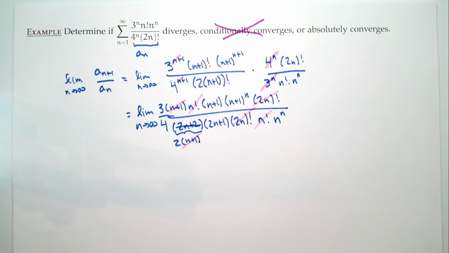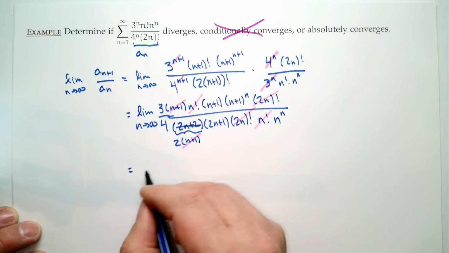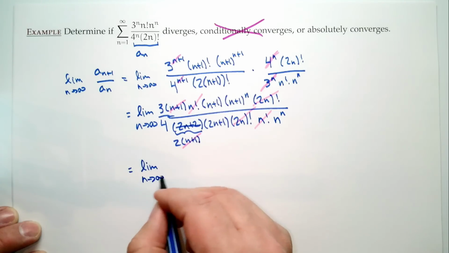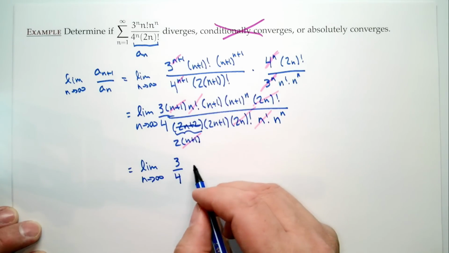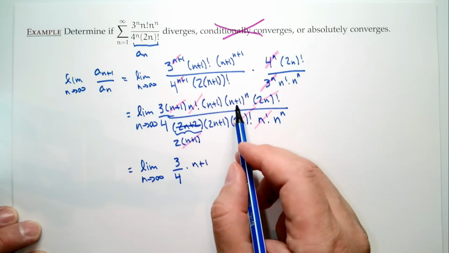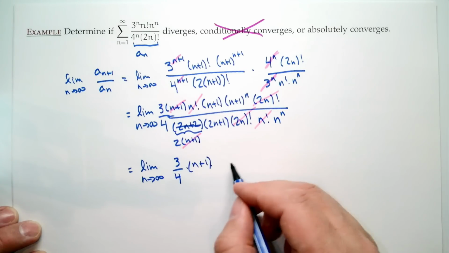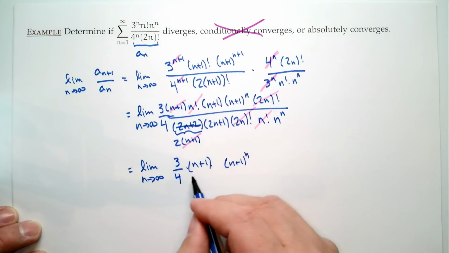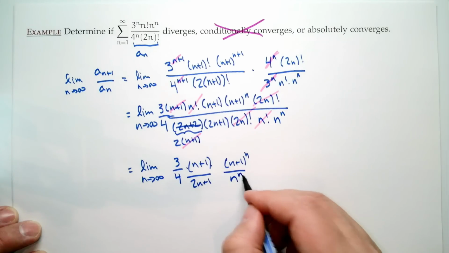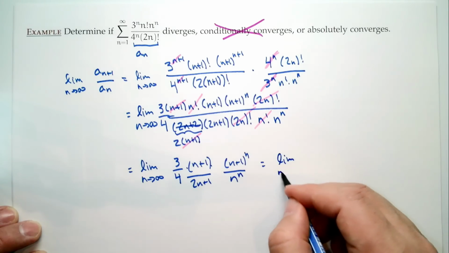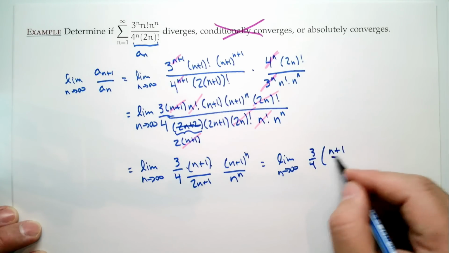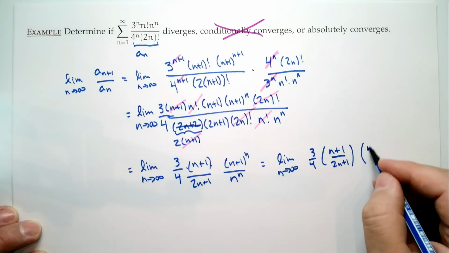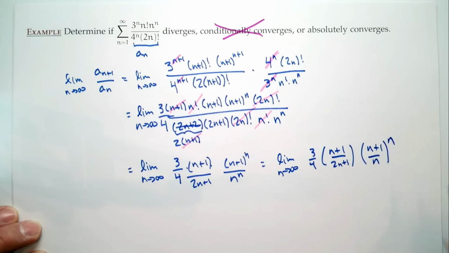And so where are we at? Well, we're at the limit as n goes to infinity. We have the 3 and the 4. What's left upstairs? We have an n plus 1, and then we have an n plus 1 to the n. Downstairs, we already grabbed the 4, we have a 2n plus 1, and then we have an n to the n. So this becomes the limit as n goes to infinity of 3/4 times n plus 1 over 2n plus 1, times n plus 1 over n to the n.